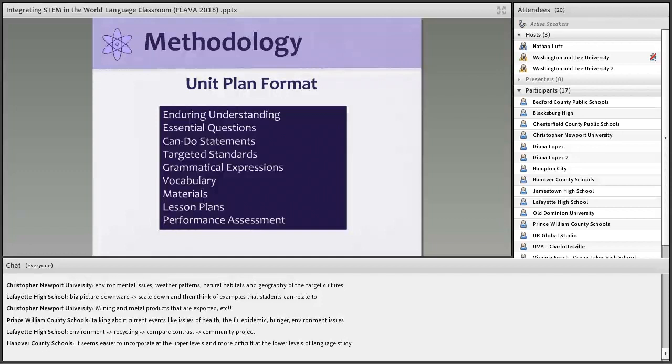And then we have a couple of different lists of the various grammatical expressions that are used throughout the unit, whether they're new ones or whether they're recycled ones. We add in vocabulary, again, whether it's new or recycled, and then list the materials, and then include the various lesson plans. And then we include some sort of a performance assessment in which our students really show off their final learnings from this particular unit.